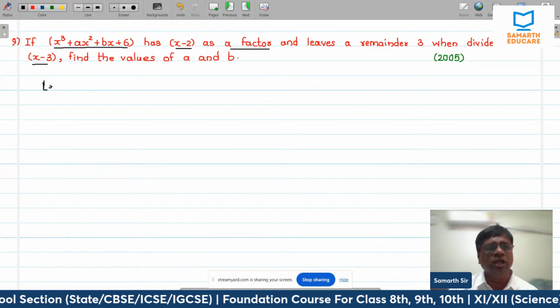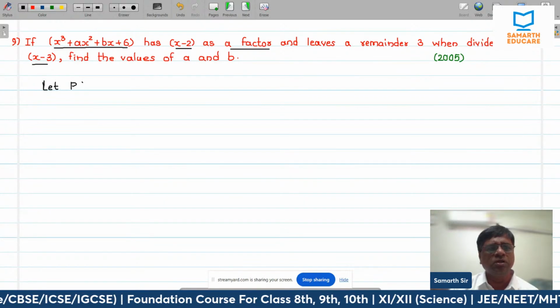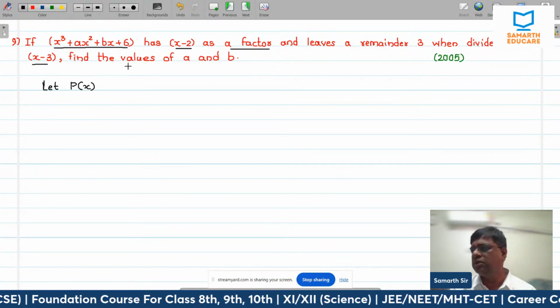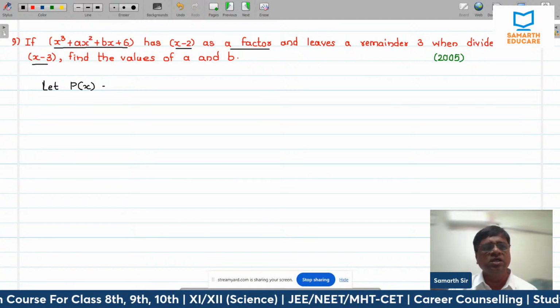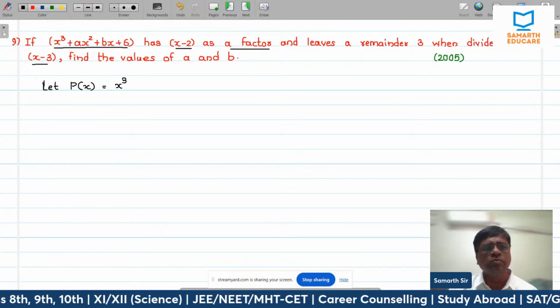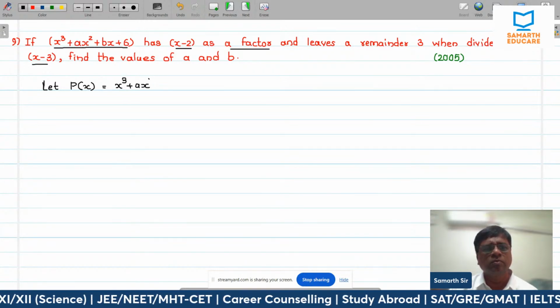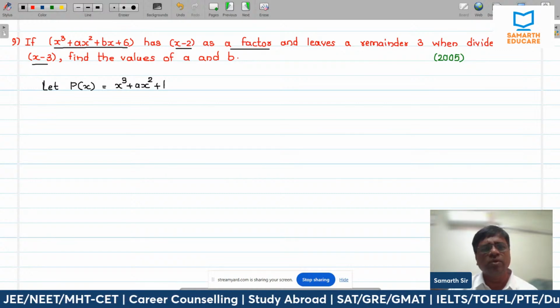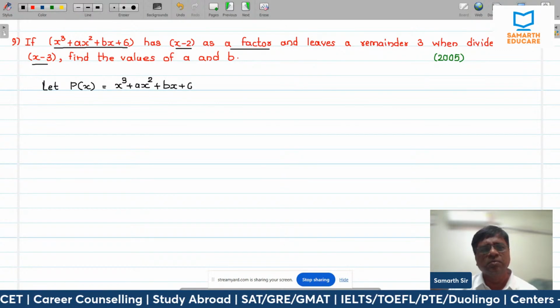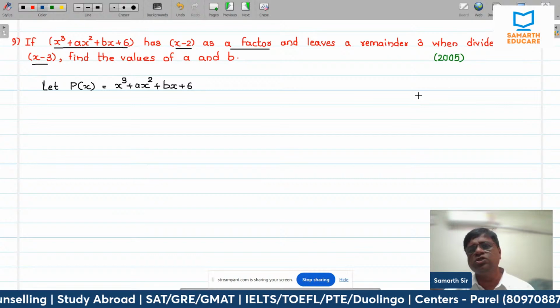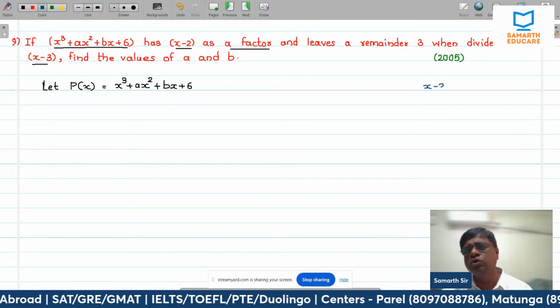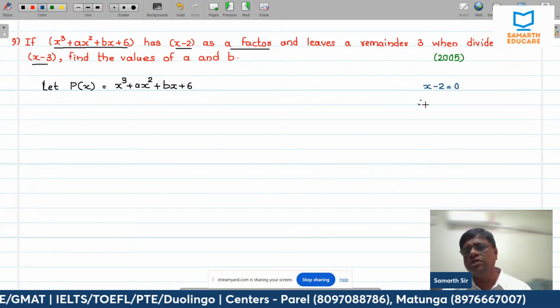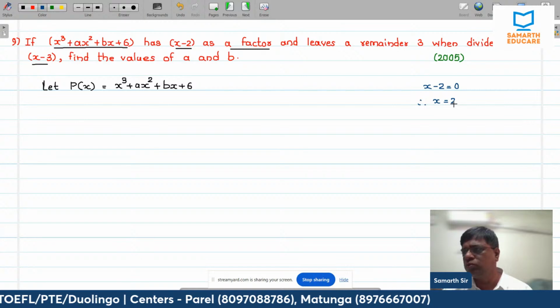Polynomial को, let the polynomial जो दिया है उसका नाम हम दे देते हैं p of x is equal to x cube plus ax square plus bx plus 6. Now he says x minus 2 is a factor. X minus 2 is a factor. That means the value of x is equal to 2.